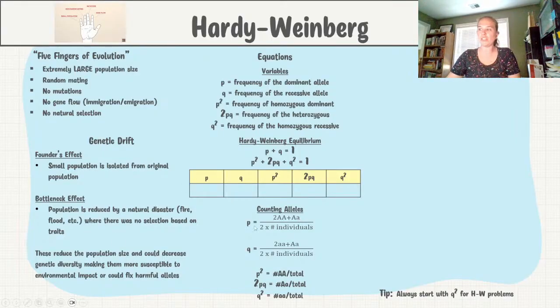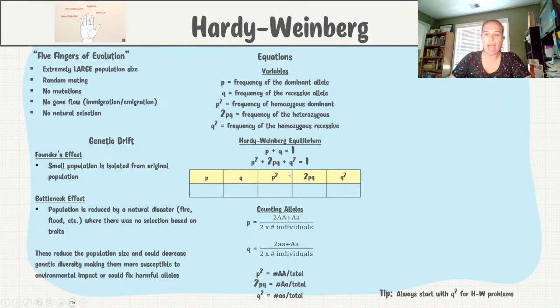I do the same thing for my Q, so 2 times homozygous recessive plus heterozygous, because I'm looking at 2 times my number that have 2 recessive alleles plus the ones that have 1 recessive allele. And again, divided by 2 times the individuals. And then to figure out my P squared, my 2PQ, my Q squared, you just take the number that are each of those genotypes and divide them by the total. So if you are given the number that are homozygous dominant, heterozygous, and homozygous recessive, you must use this counting alleles method. If you're given just one of them, you would do the equilibrium.